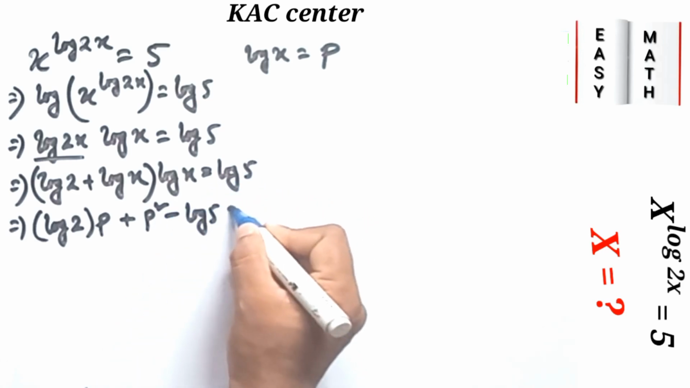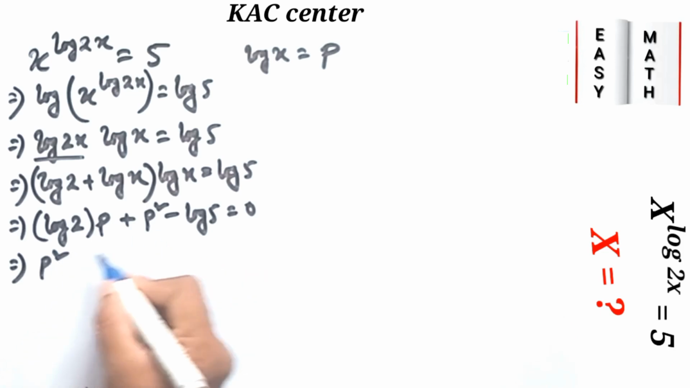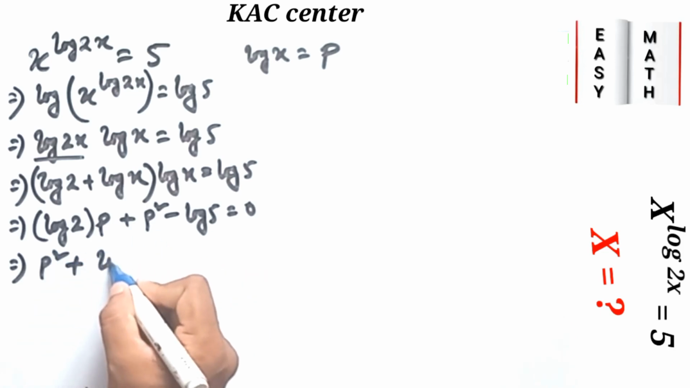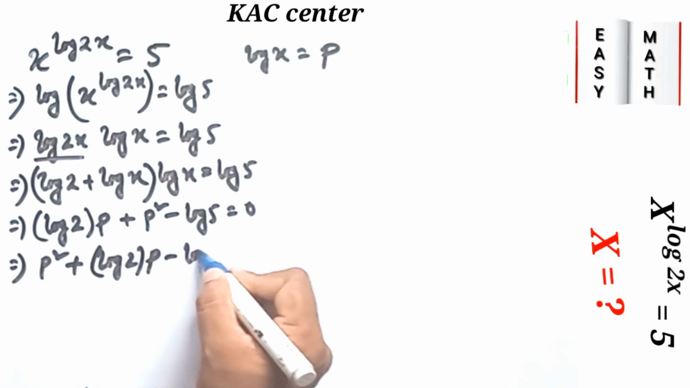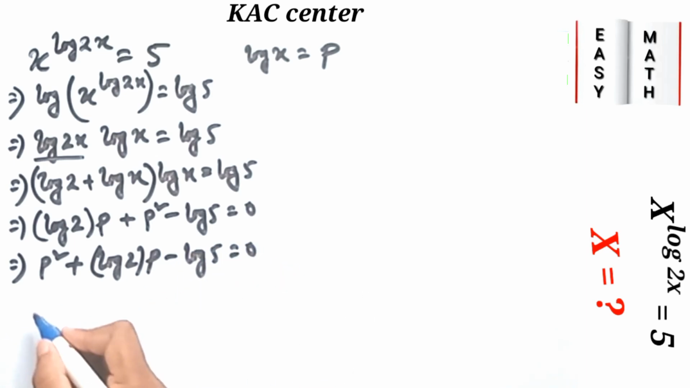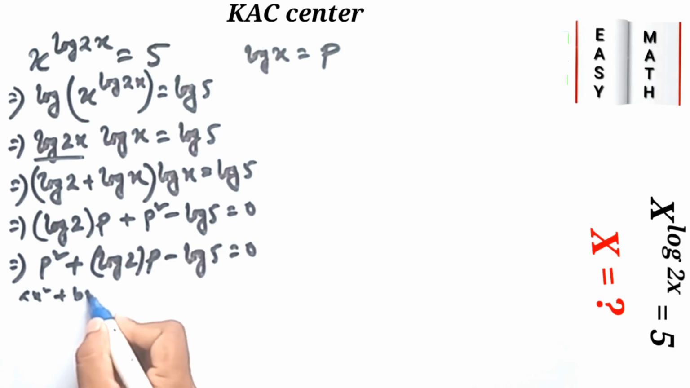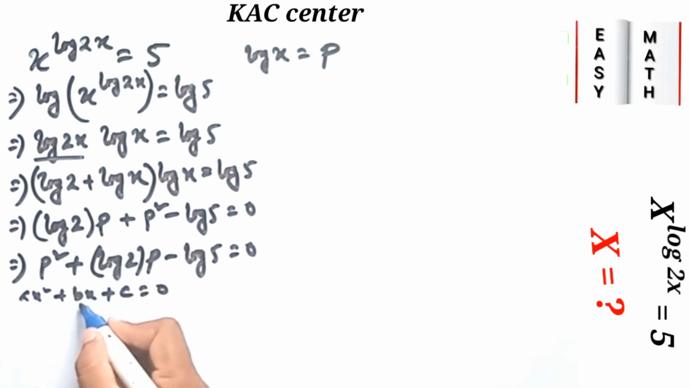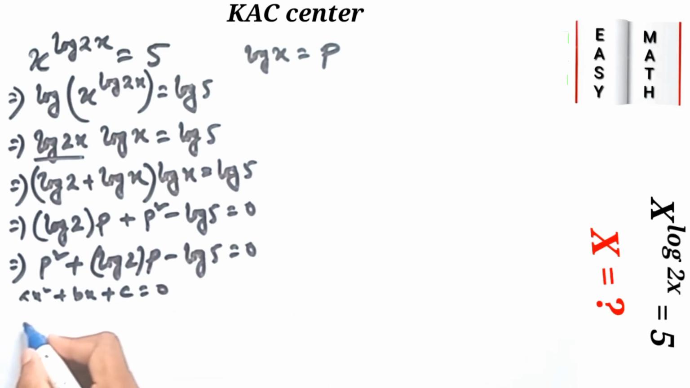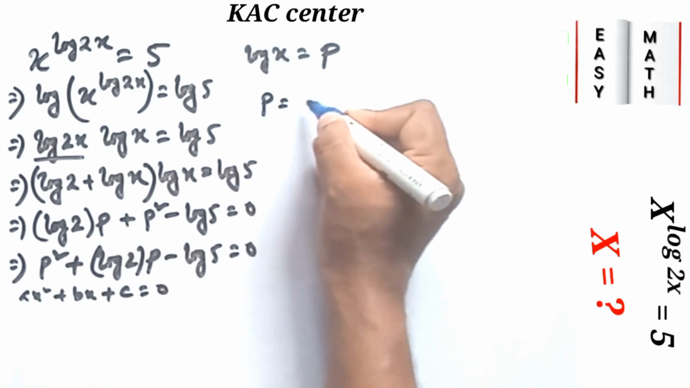So log 5 is equal to 0. So now this is p squared, plus log 2, this is p, and this is the log 5, equal to 0. And so this formula we can write, this is a squared plus bx plus c equal to 0. So a is 1, and b is this, and c is this. So we can write the formula for this p value.